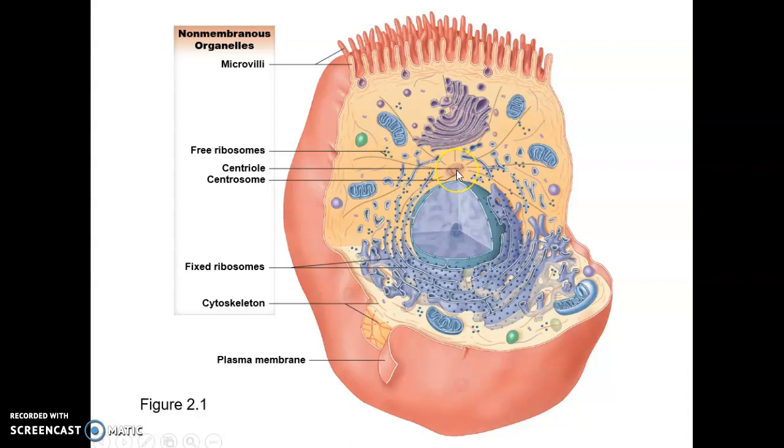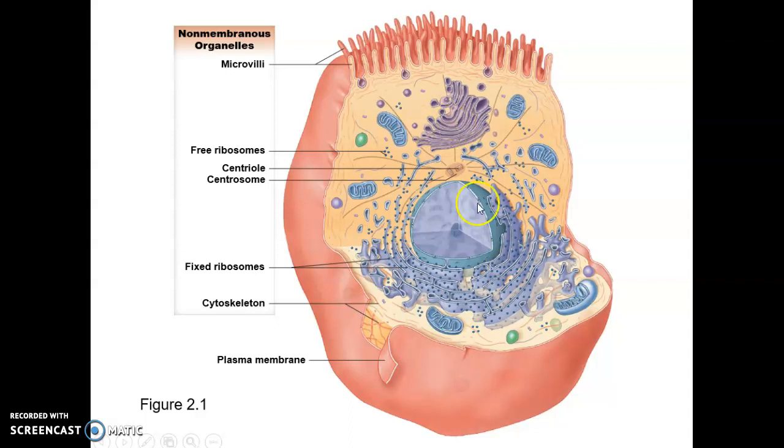The centrioles of the centrosome do not have a membrane. There's only one plasma membrane on the outside. The free ribosomes do not have membranes. What else do we have here? Fixed ribosomes on what's called the rough ER do not have membranes. And then the cytoskeleton, the internal structural components of the cells, also does not have a membrane.